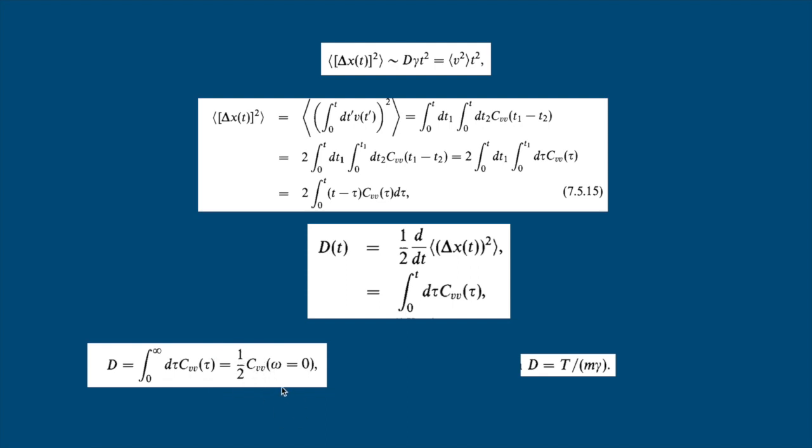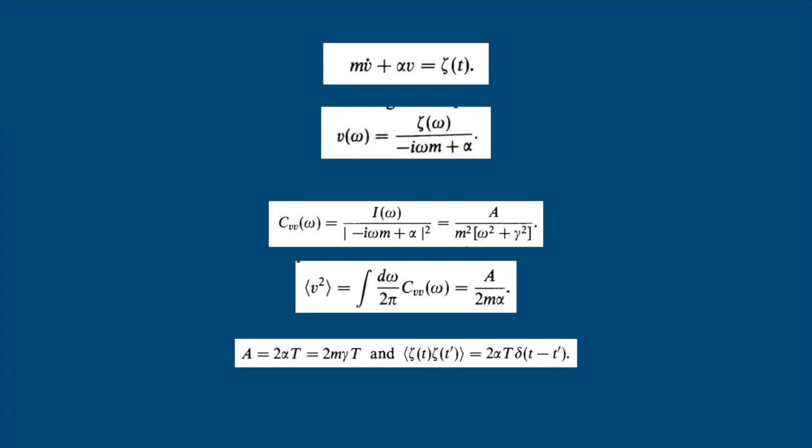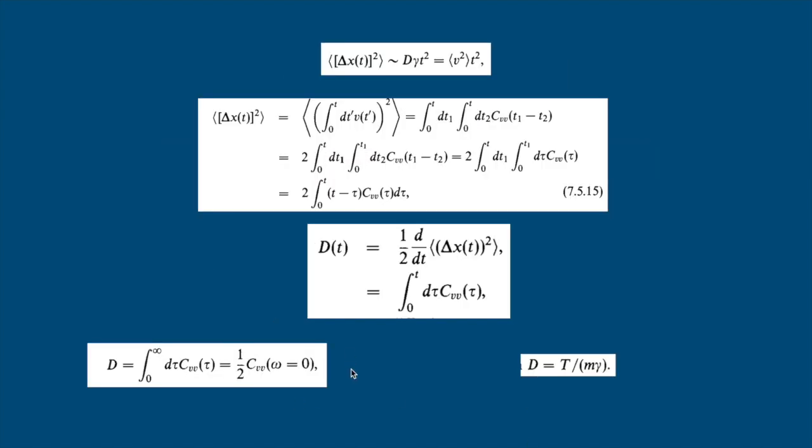So this last expression could have been obtained directly from the previous equations, that is, these equations, and we could have got D is equal to T by m gamma.